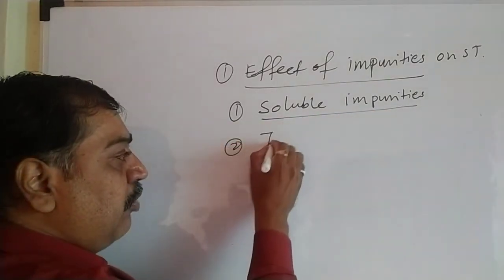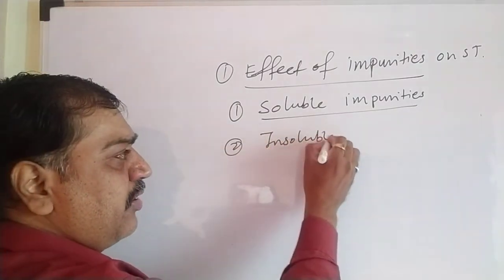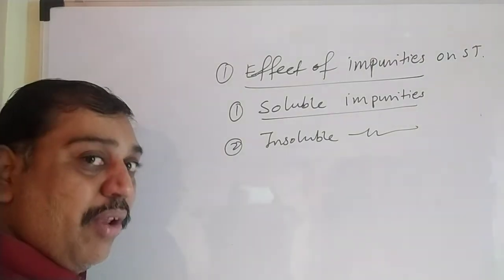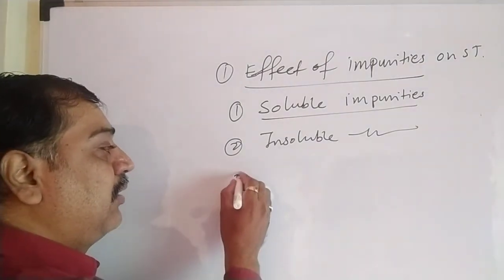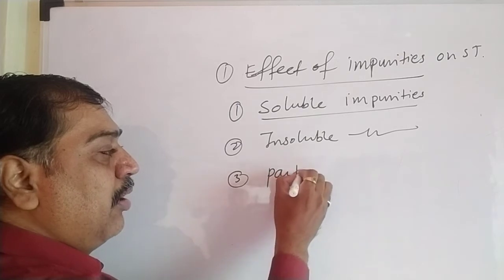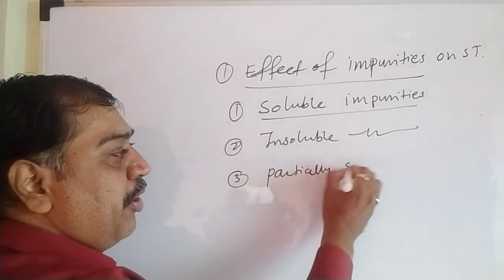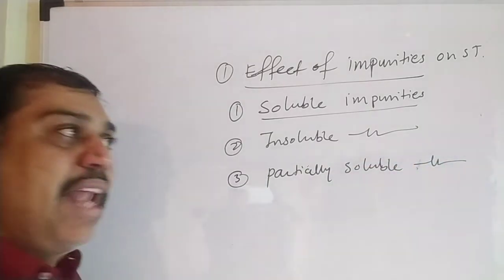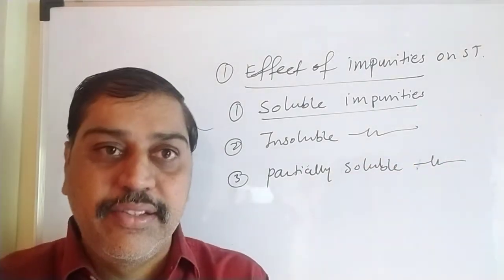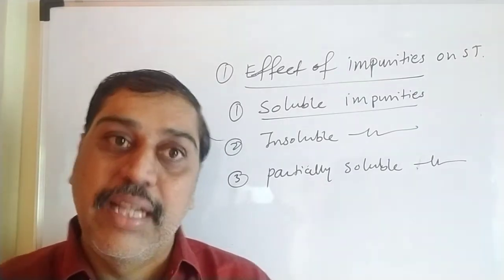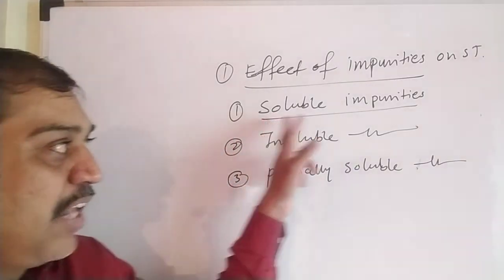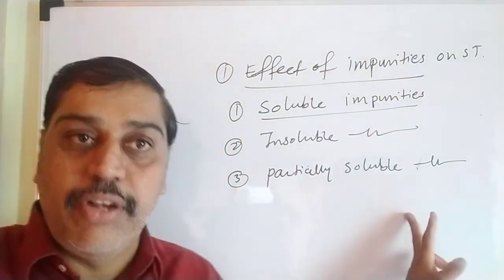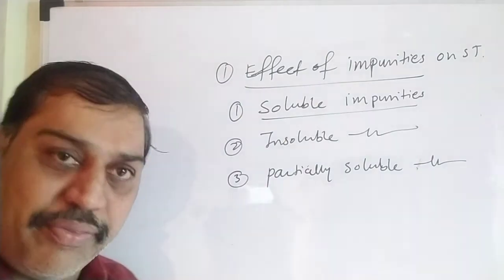Second is what? Insoluble impurities. These are the impurities that, when we add them, can't get dissolved in that liquid. That is the second part. And third is what? Partially soluble impurities. Partially soluble impurities means that when they get added to that liquid, some part gets dissolved and some part remains undissolved. So these are the three types of impurities: completely soluble, completely insoluble, and partially soluble impurities. Let's start with how they will affect the surface tension.